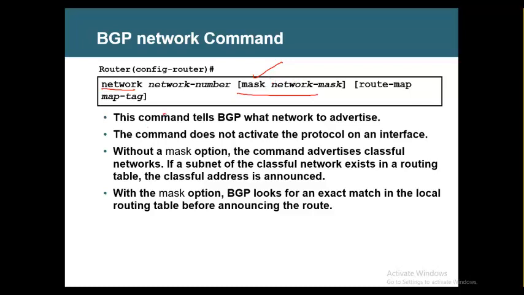So this command tells BGP what network to advertise. The command does not activate the protocol on the interface. For that you need what? The neighbor command. Without a mask option, the command advertises only the classful network. If a subnet of a classful network exists, meaning it is classless, you need to use the mask option. If not, if you have only a classful network, only the classful network gets advertised.